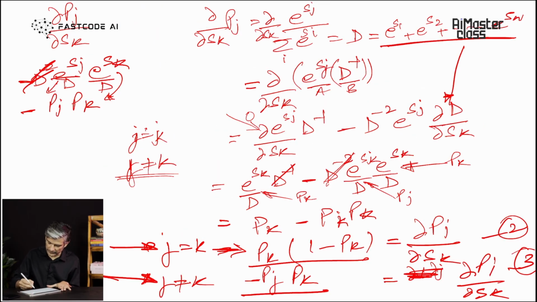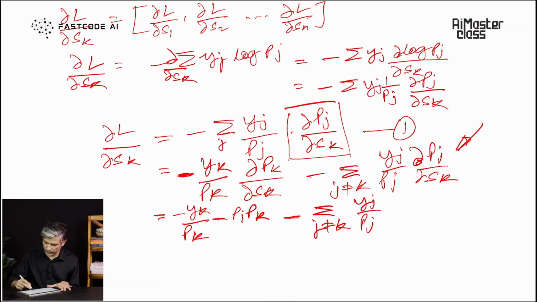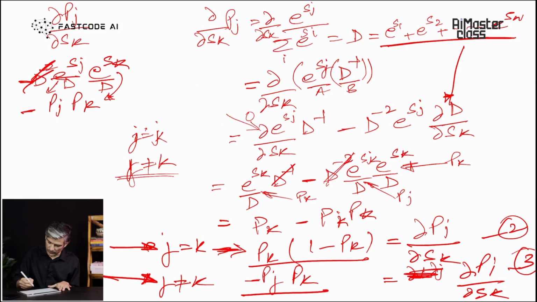Sorry, I will again substitute from here p_k(1 - p_k). Okay, now let's see what happens. We want to maybe open this up a bit further. We have y_j upon p_j, and oh sorry, this was the case when j was not equal to k, right. So this is not correct. When j was not equal to k, we have this one.